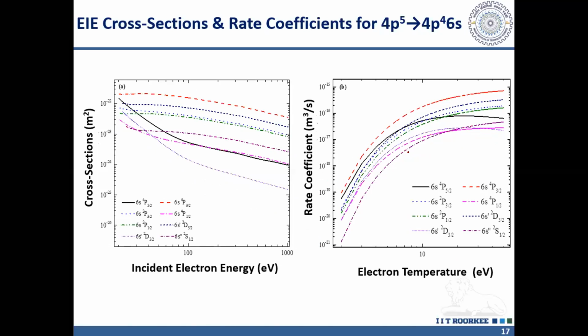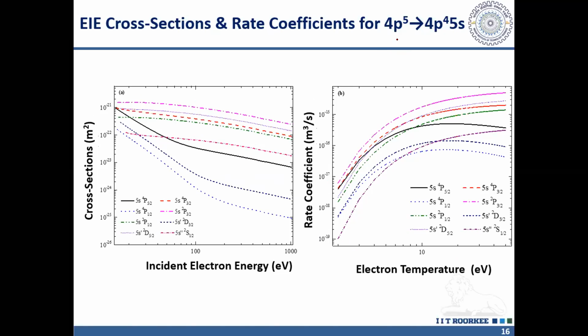In a similar way, we calculate the electron impact excitation cross section and rate coefficient for the transition from ground state to the 4p4 6s excited state. Here one can see the behavior of the cross section curves and rate coefficient curves are similar as we observed in the excitation of 4p5 to the 4p4 5s excited state.